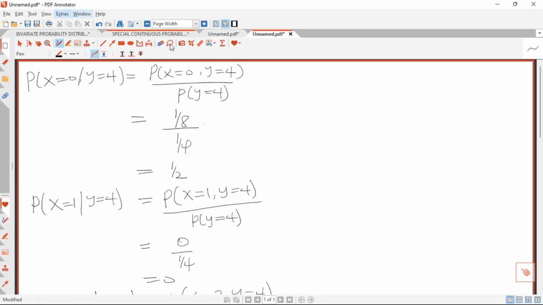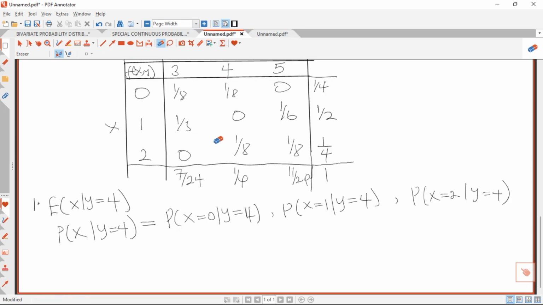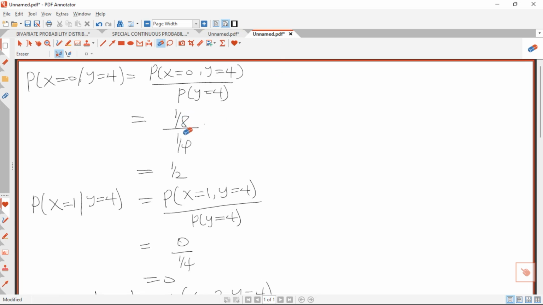So here first you have to get the conditional probabilities. The conditional probability for x is equal to 0, given that y is equal to 4, will be given as the joint where x is equal to 0, comma y is equal to 4, divided by the probability that y is equal to 4. And we know from the slide that the probability that y is equal to 4 is 1 over 4. We are going to add everything here to get 1 over 4. So x is equal to 0, y is equal to 4 gives us 1 over 8, right? That's the reason why you get here 1 over 8 divided by 1 over 4, and our final answer here will be 1 over 2.